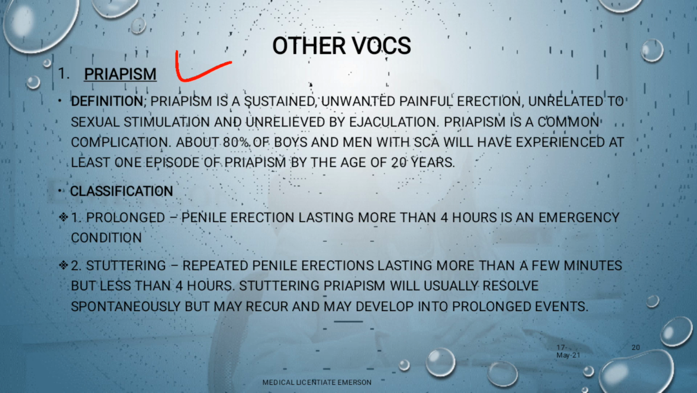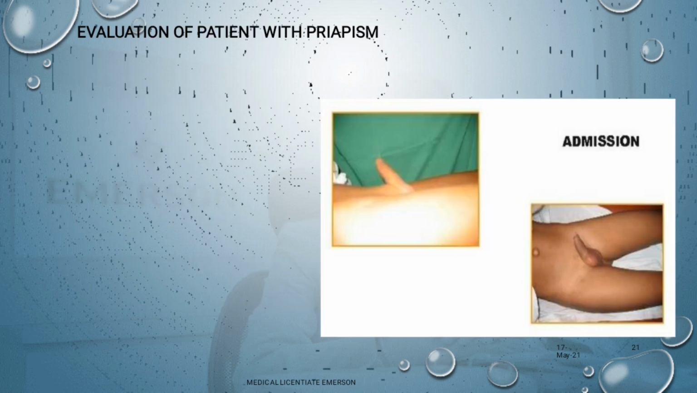Then in terms of classification, priapism can be classified as prolonged and stuttering. Prolonged is where someone has a penile erection lasting more than 4 hours, and this is actually an emergency condition. Then stuttering priapism is where someone has repeated penile erections lasting more than a few minutes but less than 4 hours. So stuttering priapism will usually resolve spontaneously, but may recur and may develop into prolonged events. So that's how priapism is.